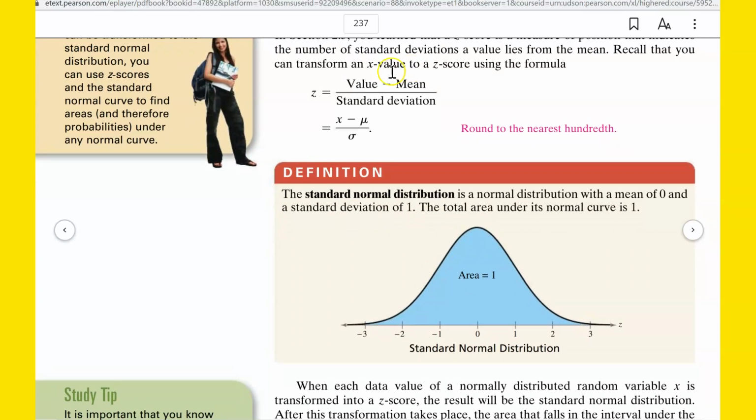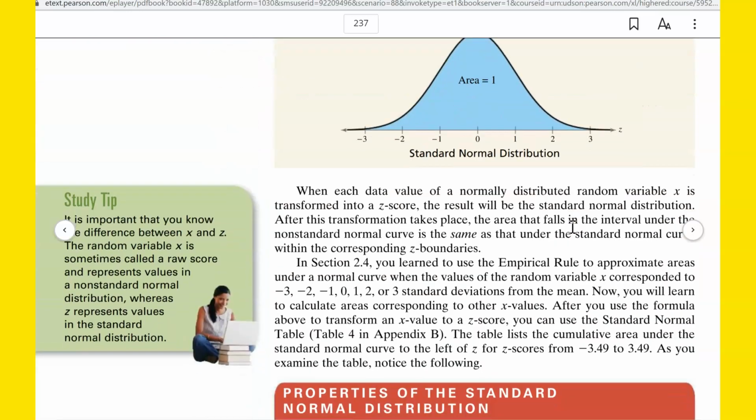Recall that you can transform an x value to a z-score using this formula. Z equals x minus mu over sigma. X being whatever value you are, minus the mean of all the values, and then that thing is divided by the standard deviation. That gives you a z-score.